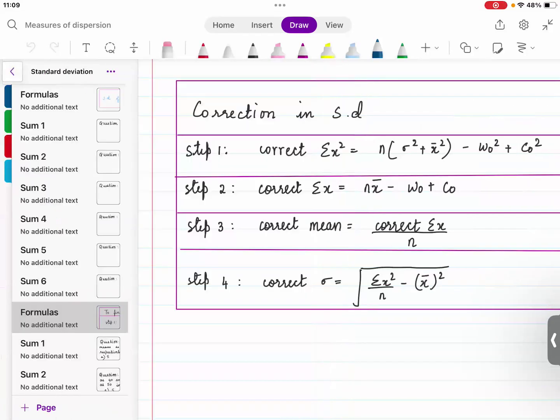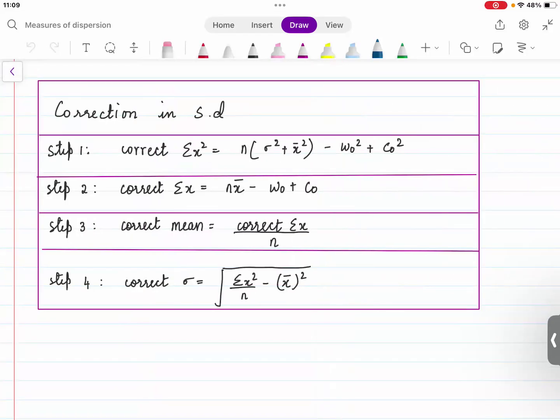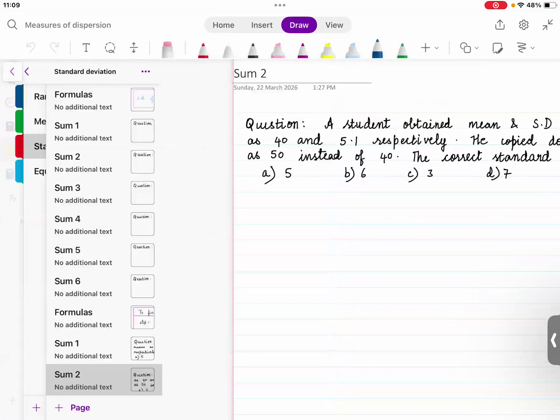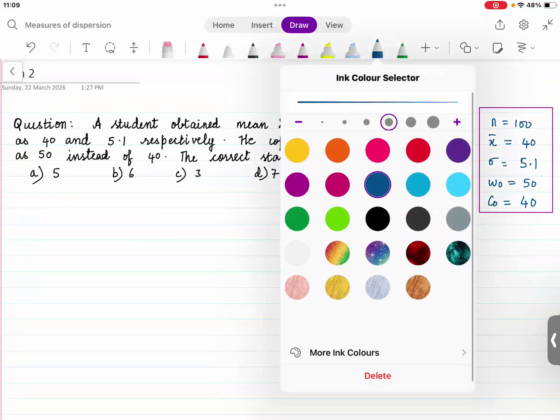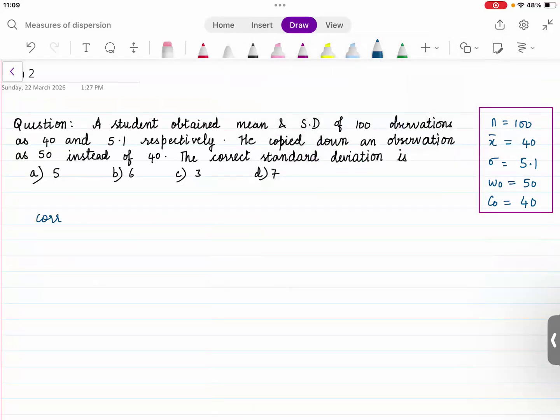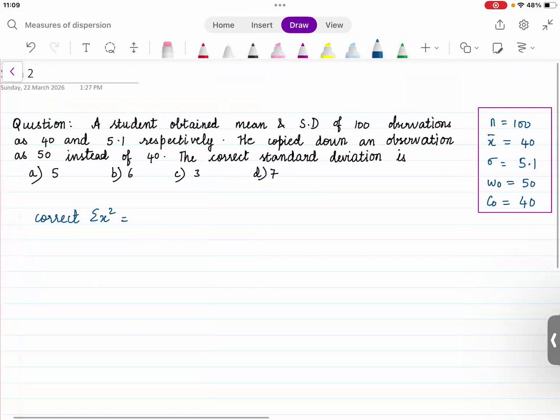So do you remember the first step? First step, we have to find the correct value of summation x square, which is equal to n into sigma square plus x bar square minus wrong observation square plus correct observation square. So let us do step 1.